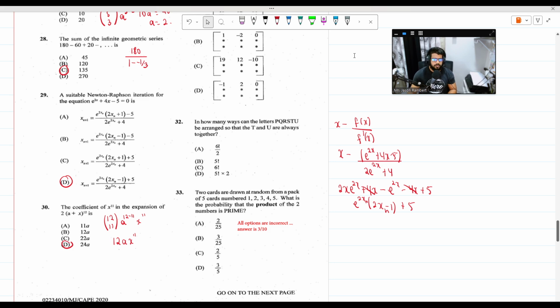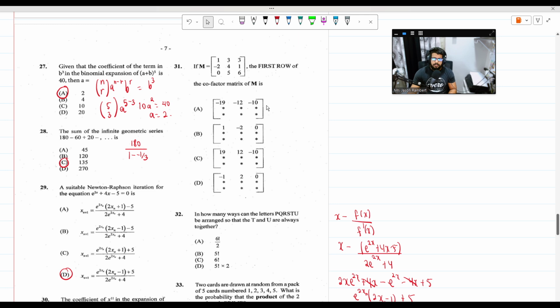A is my coefficient. If M is that, the first row of the cofactor matrix of M is, this is a repeat question. So the first row of the cofactor matrix is going to be 24 take away 5 is 19. So 19 is going to be my first entry, and it's going to be a positive 19. The only one that has that is option C.